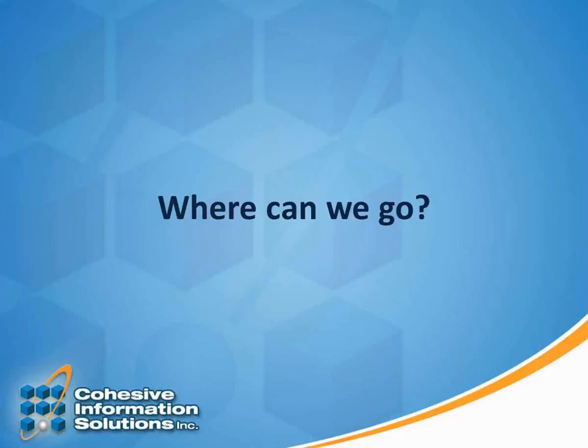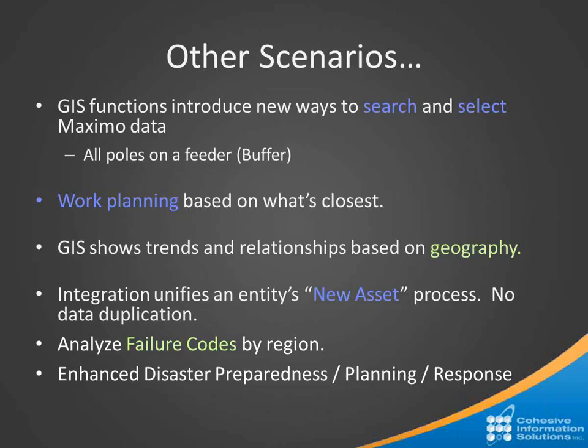So let's talk a little bit about what are some of the things you could be doing with this architecture in place. Again, the GIS functions introduce new ways to search and select Maximo data, and there's a lot of different things you can do in GIS that are problems that would be very difficult in Maximo.